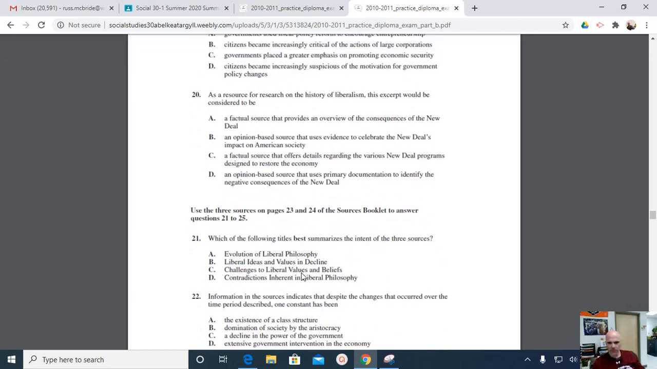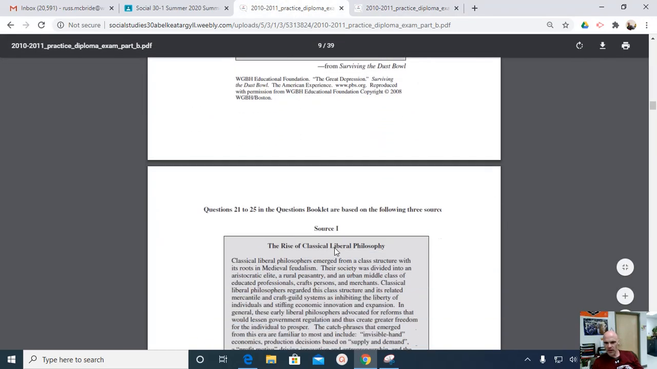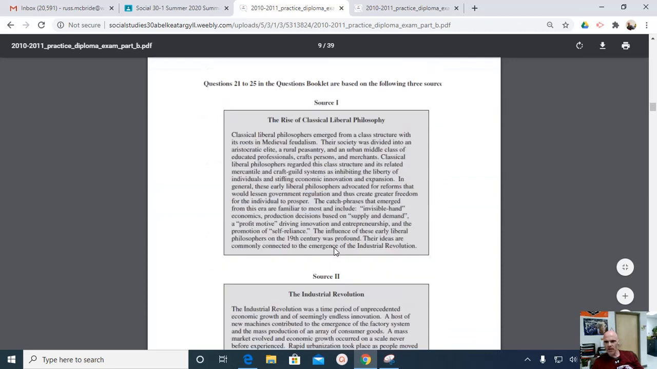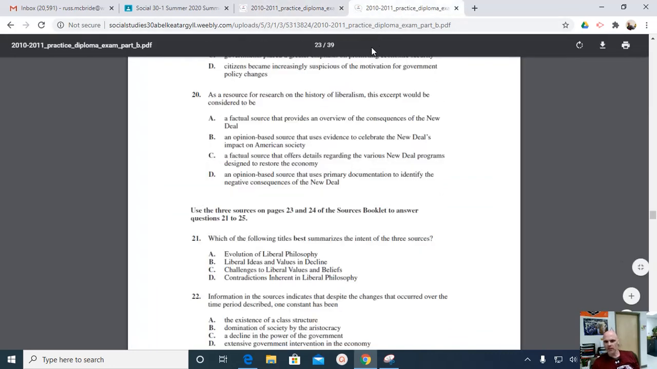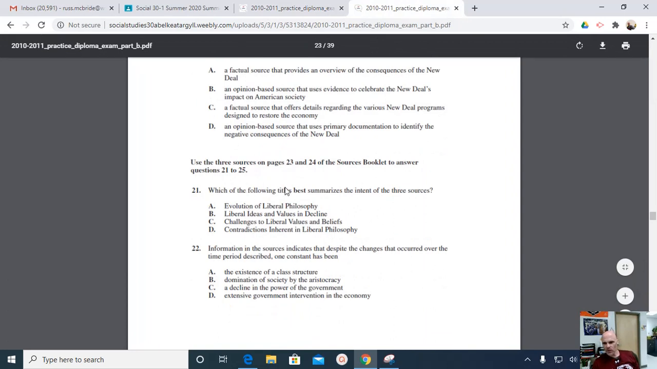I don't think 21 to 25 are economic ones. Oh, wait, yeah, they are. We have even more economic ones. What a landslide. Which of the following titles best summarizes the intent of the three sources? Man, we have to read all three for the first question? That's horrible. Evolution of liberal philosophy, liberal ideas and values in decline, challenges to liberal values and beliefs, contradictions inherent. Man, those all sound great. I'm going to leave 21 until after I look at those sources.